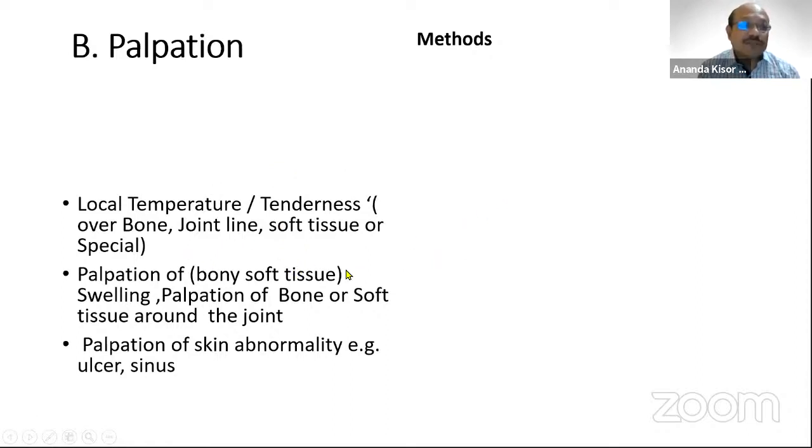Next is the palpation part. Palpation, we have to see the palpation of the bony part as well as palpation of the soft tissue part. Next is the palpation of the skin abnormality, if any, like ulcer, sinus. How do you differentiate between the ulcer and sinus? This is a question asked in the examination.